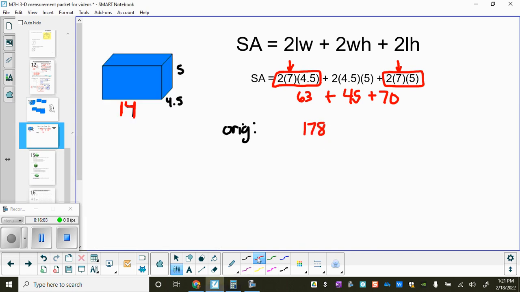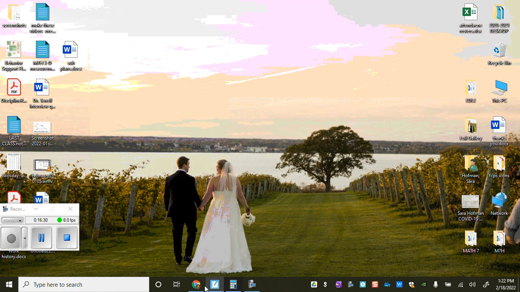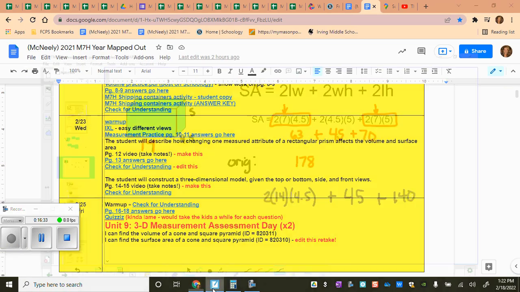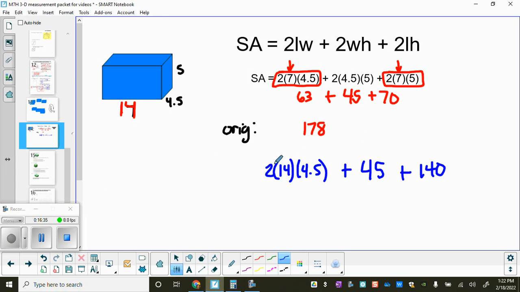Cool. Now for the new surface area, this is basically now 14, so it's going to be 2 times 14 times 4.5. This stayed the same, so I know I can just keep the 45. And then over here, this doubled to a 14, so I know this is also going to double. Okay. All right, so let's check real quick. Whoops, sorry about that. My little picture there. Let's get these notes back up. All right, so then 2 times 14 times 4.5 for this part.